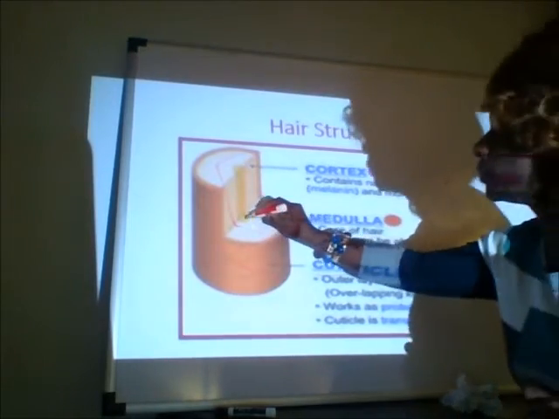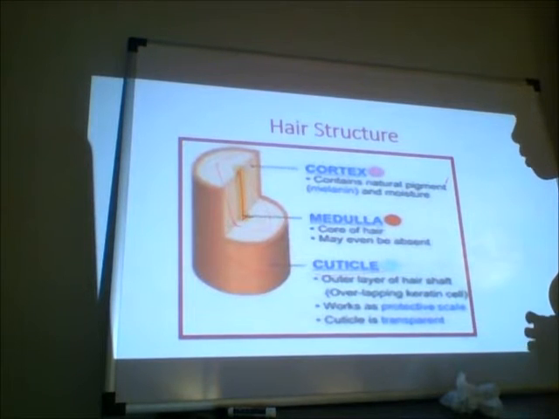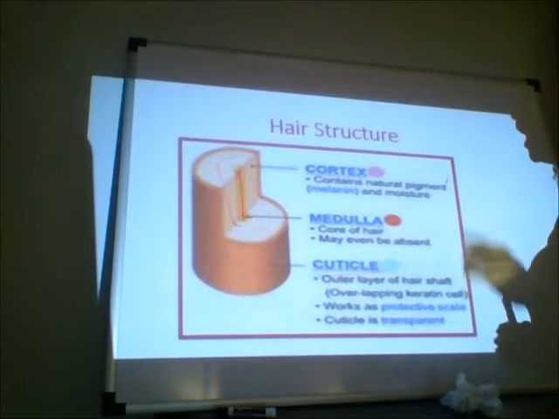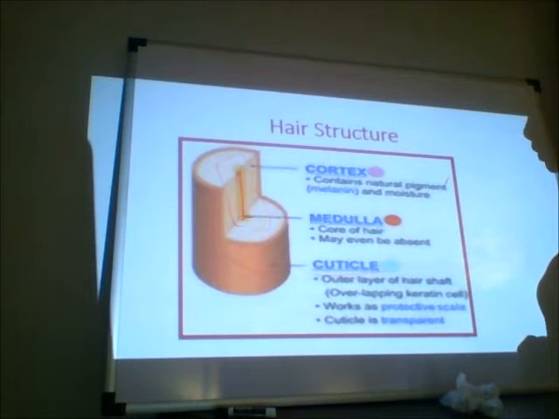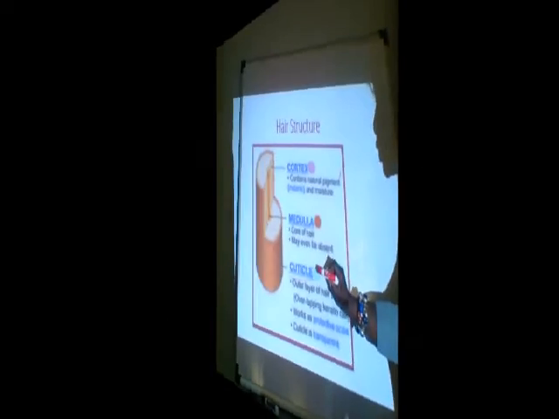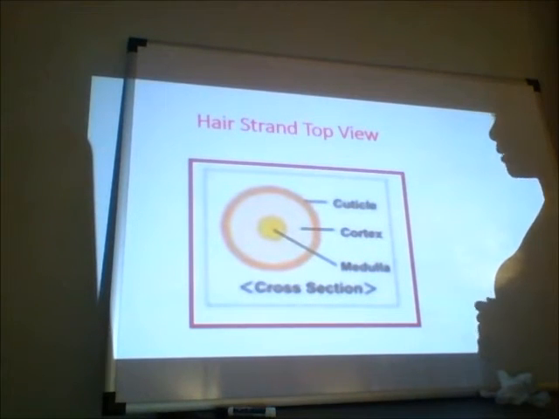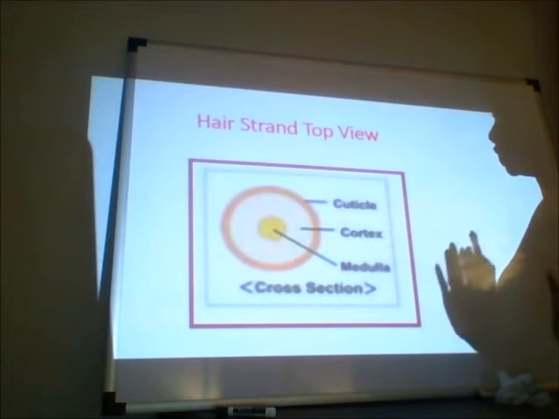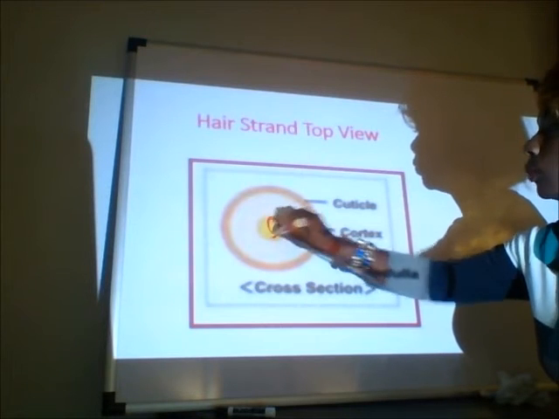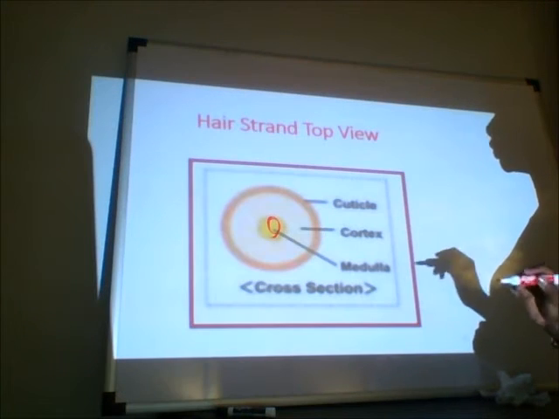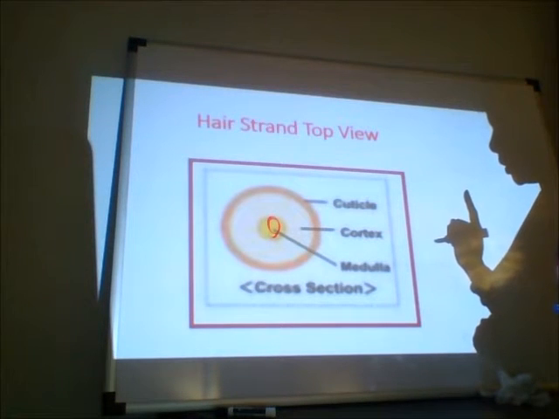And our medulla, which is the yellow part, that's the core. That is the center of the hair. It doesn't serve a purpose, and it is absent. Everyone doesn't always have one. So remember, our cuticle. Now class, let's look at the hair strand from the top view, so that you can really get a good picture of it. The medulla, we know is our core. It's known as our core, and it is absent, and everyone doesn't have one, correct?